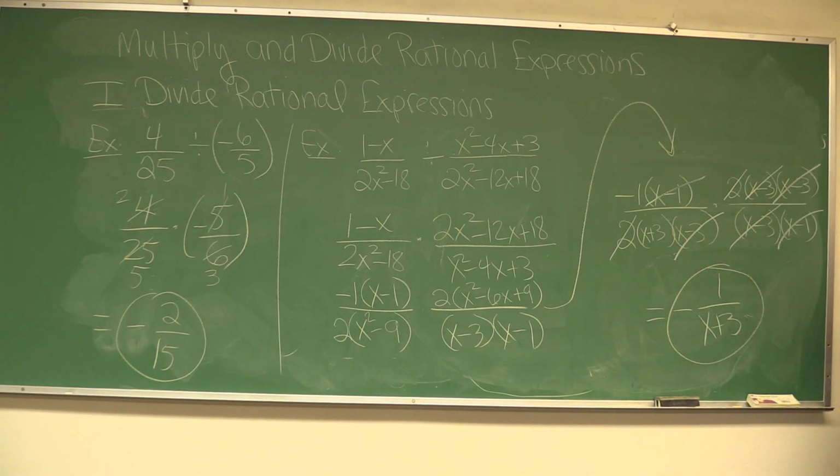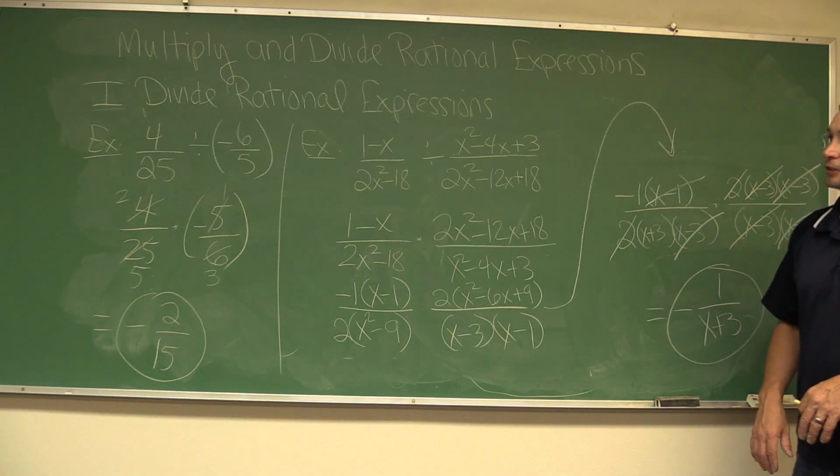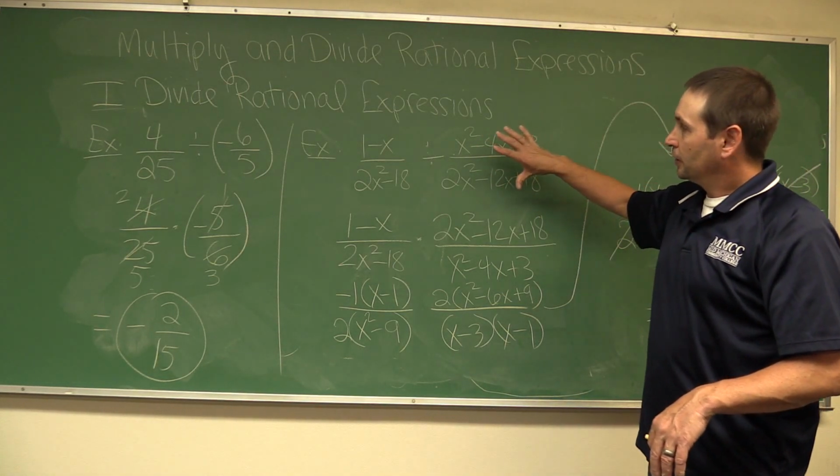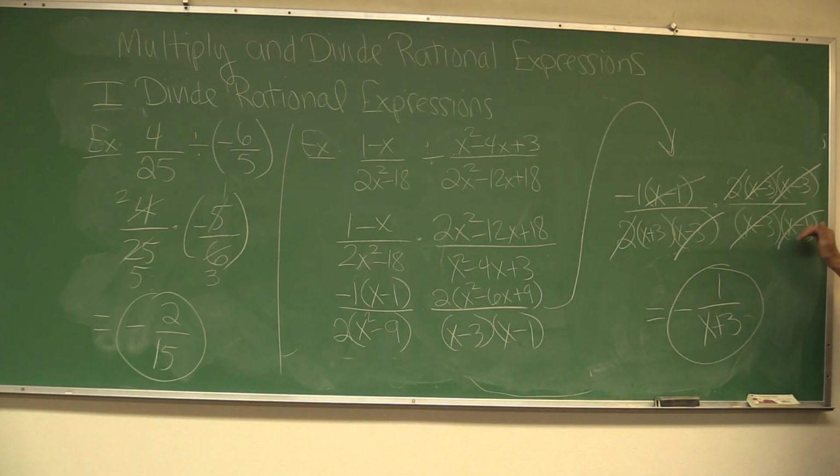And that's it. So that's an example of dividing rational expressions. Attack them all the same way. Essentially, multiply by the reciprocal, factor everything, cancel common factors, multiply straight across.